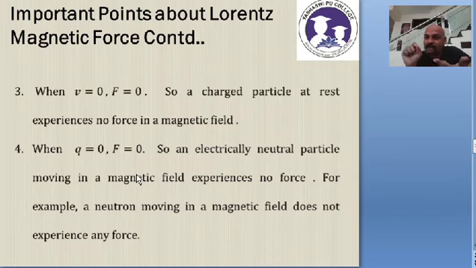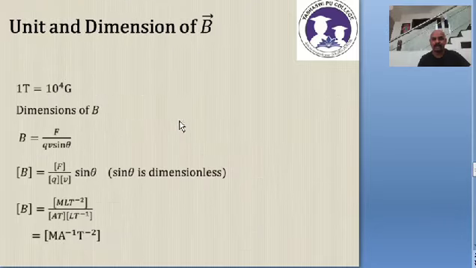And again, if the charged particle is not moving at all, if it is at rest, if it is static, then again it won't experience any force. And if the net charge or the total charge on the particle is 0, then that particle also will not experience any force. For example, a neutron kept in a magnetic field cannot experience any force. A proton will experience, an electron will experience, but not the neutron. So these are all the important points related to this.